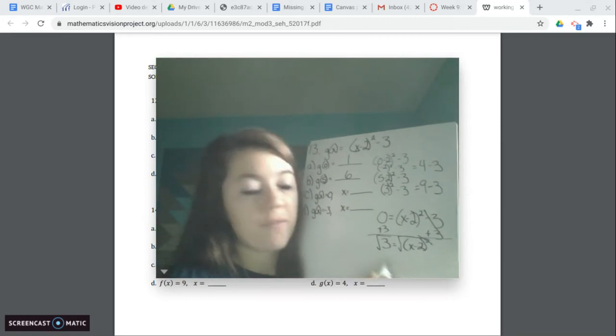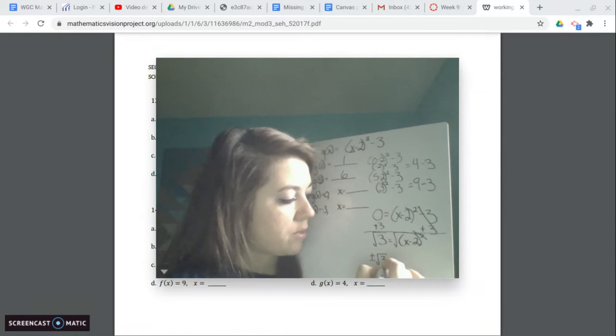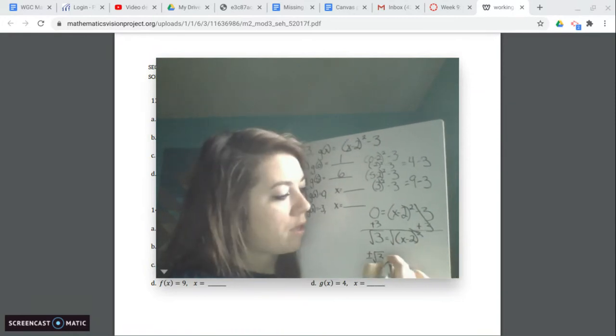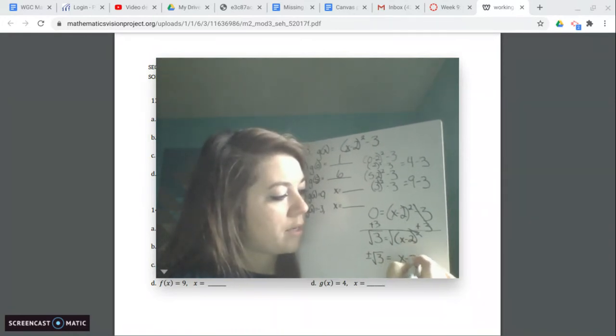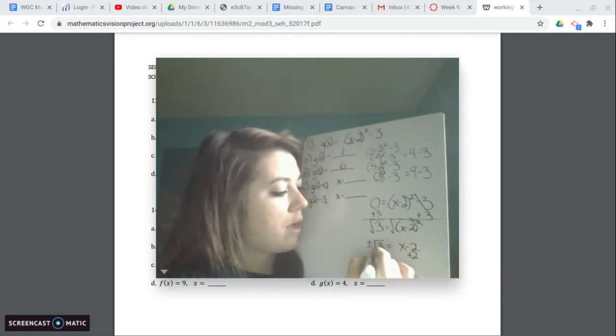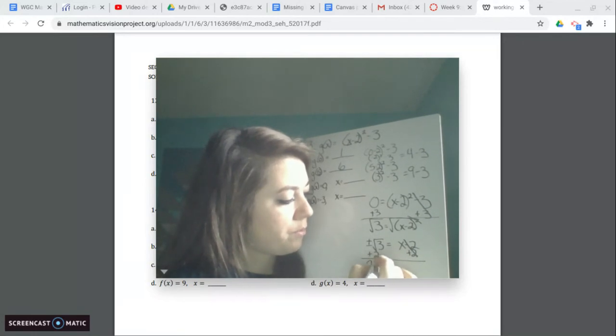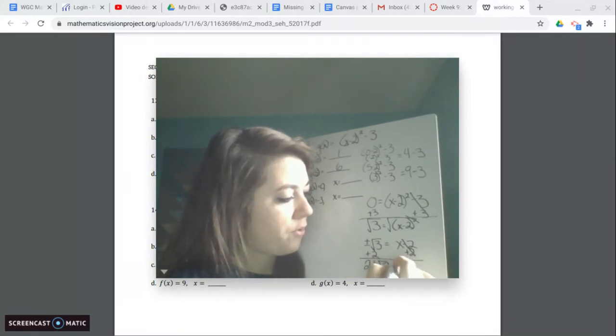Now, 3 is not a perfect square, so we're going to leave it as plus or minus the square root of 3 equals x minus 2. Now we add 2, add 2. So 2 plus or minus the square root of 3.